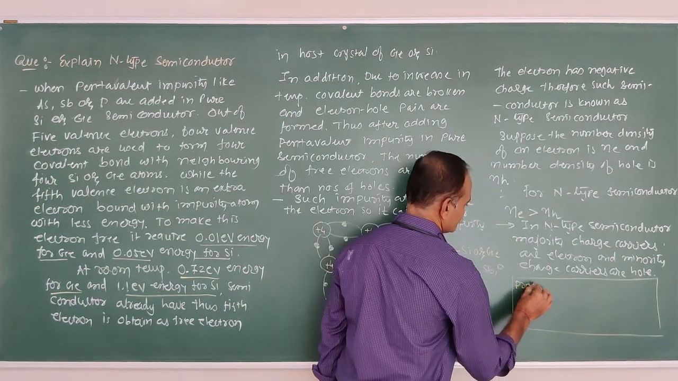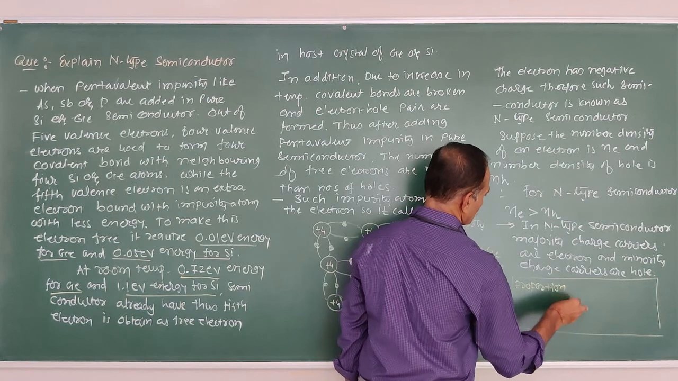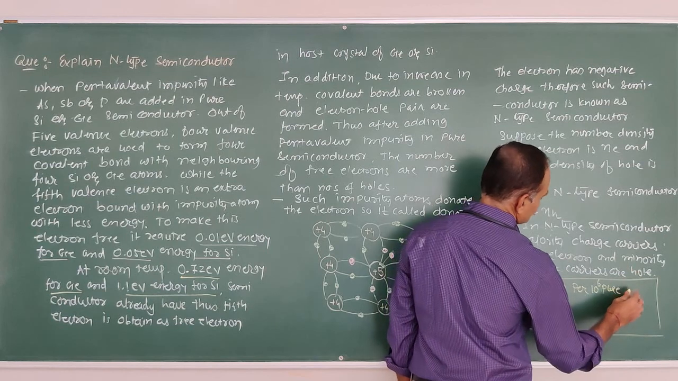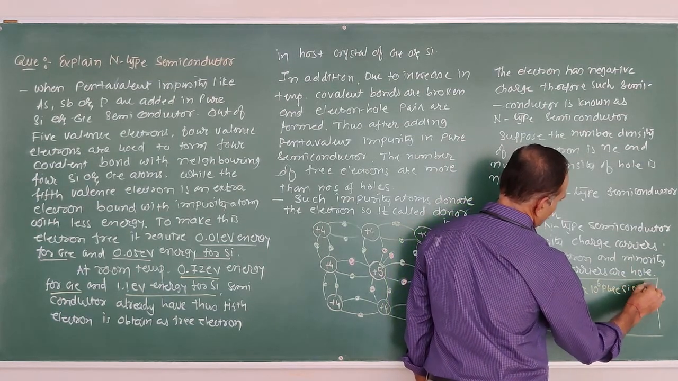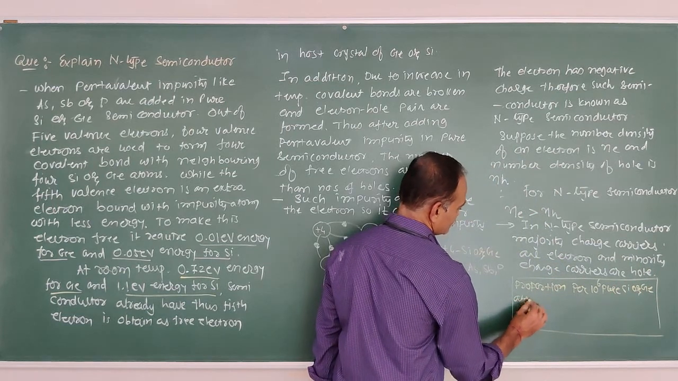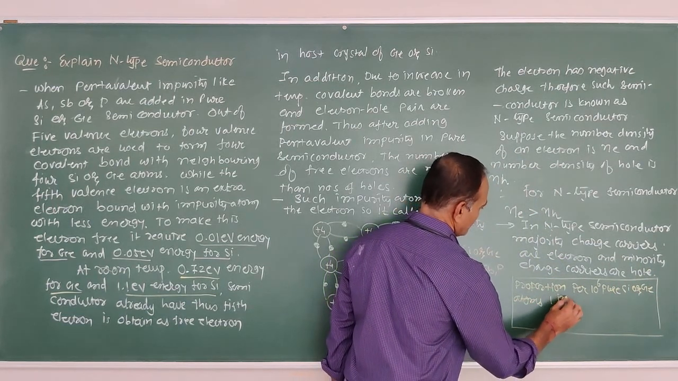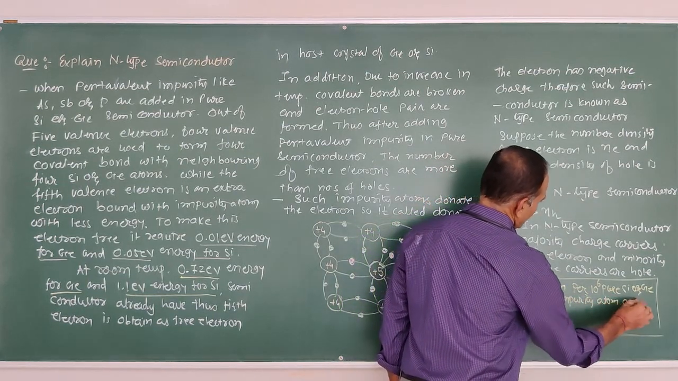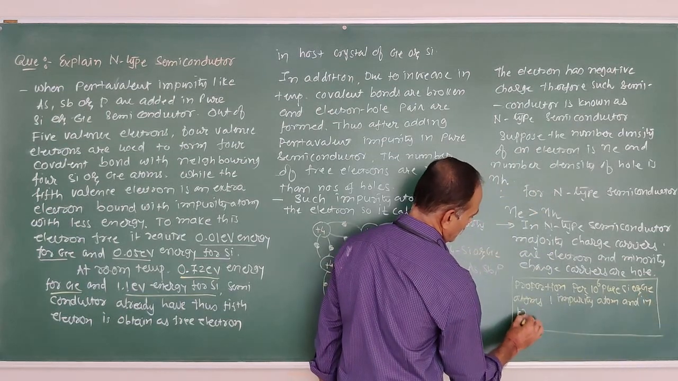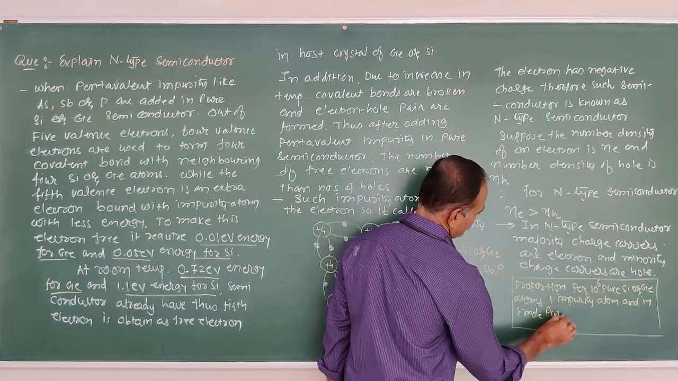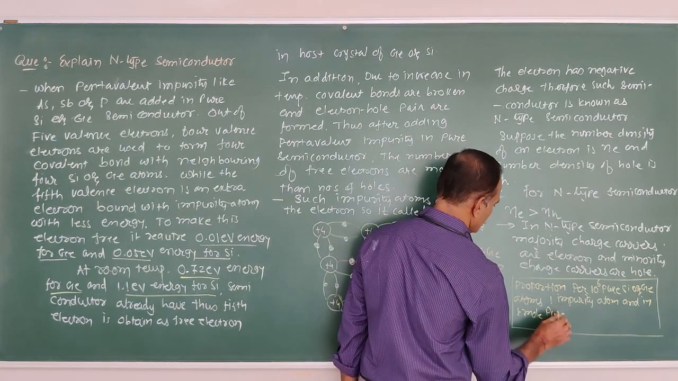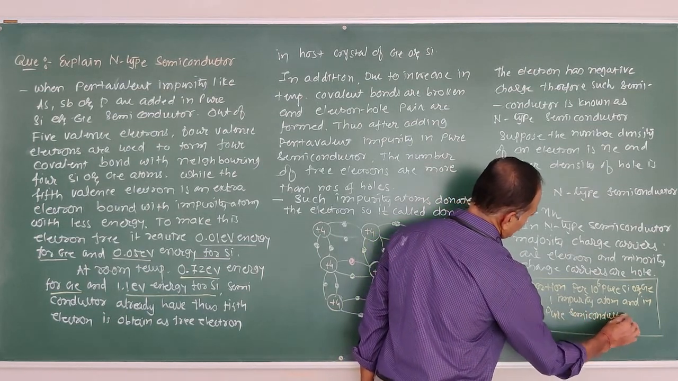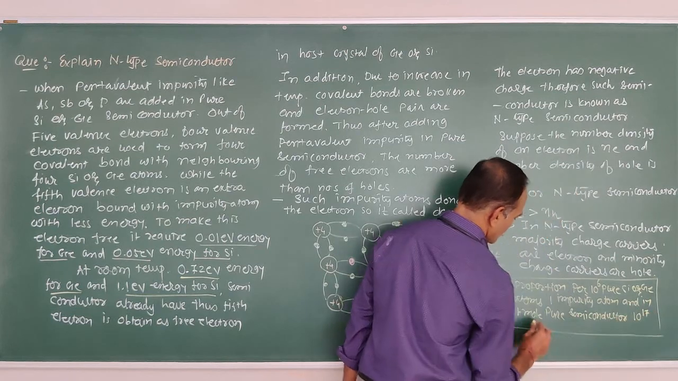Proportion: per 10⁶ pure silicon or germanium atoms, 1 impurity atom, and in 1 mole of pure semiconductor, 10⁻¹⁷ impurity atoms are added.